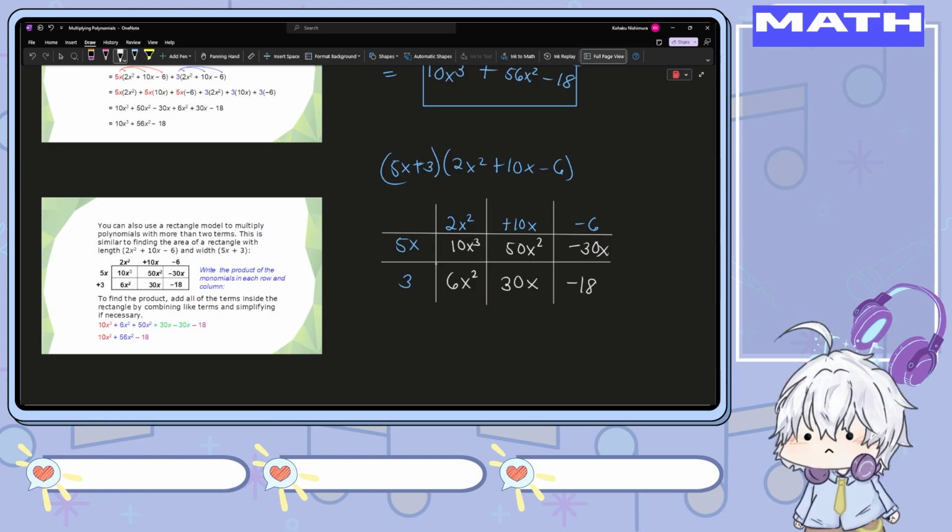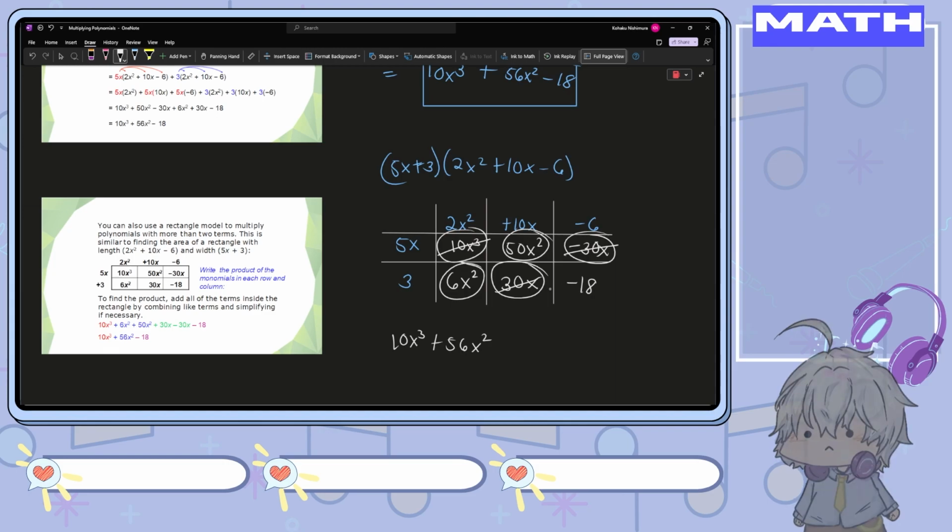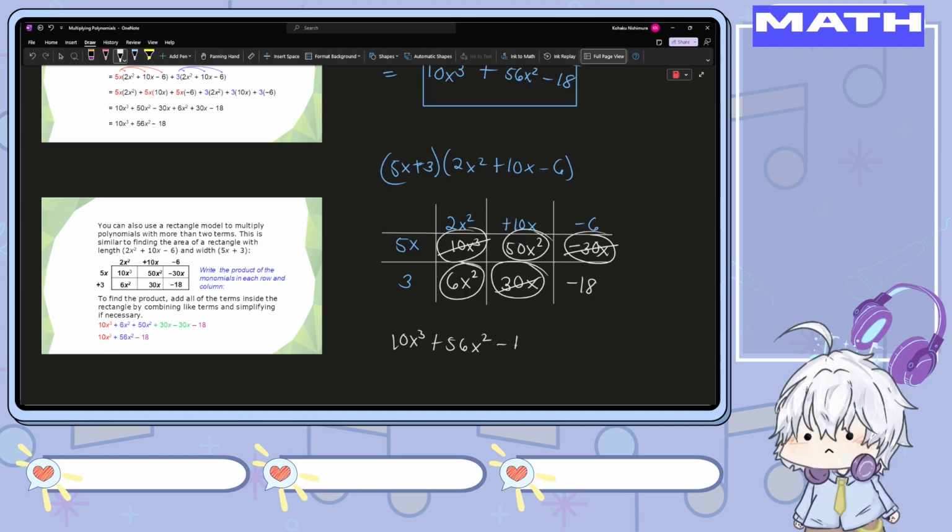Now, with that out of the way, let's add similar terms. Let's start with x cubed. So, there's nothing similar to x cubed, so I'm just going to write 10x cubed here. X squared, meaning 6x squared plus 50x squared, is going to be positive 56x squared. A positive 30x and a negative 30x just cancel out each other. And last but certainly not the least, we write negative 18. Thus, we also still arrive at the same answer as earlier.